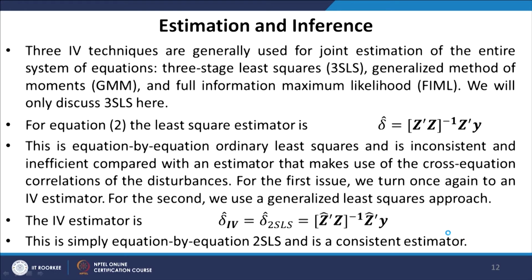Now, the three IV techniques that are generally used for joint estimation of the entire system of equations are three-stage least squares or 3SLS, generalized method of moments or GMM, and full information maximum likelihood method or FIML. We will only discuss 3SLS here because, for GMM and FIML, not only is there a time and space constraint, but they are also much more complex estimation techniques and outside the purview of this course.